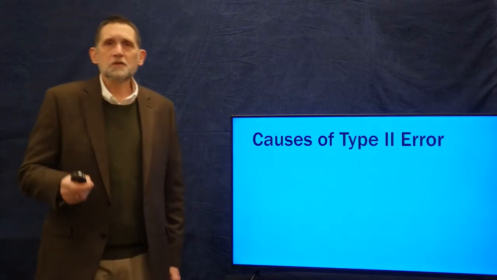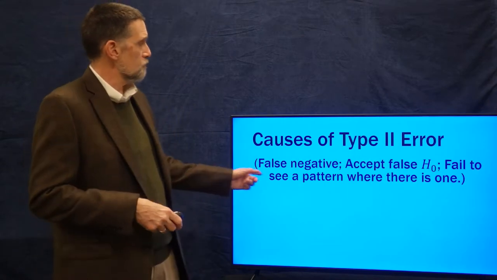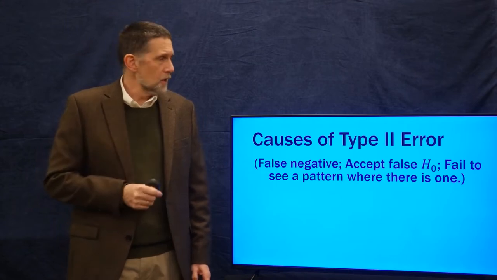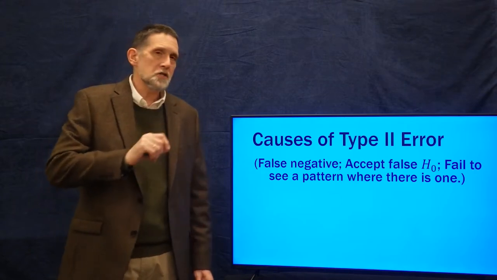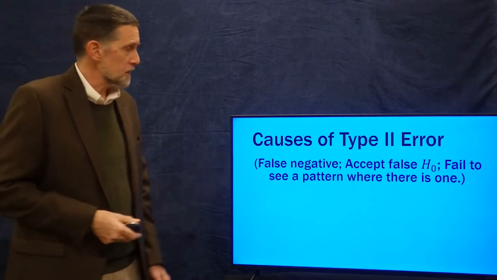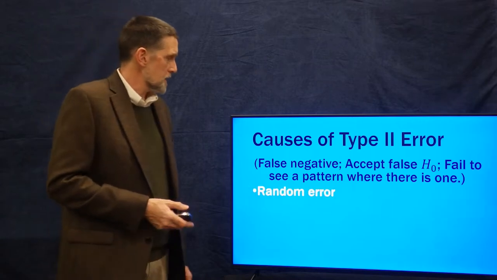All right, causes of a type 2 error then. And a type 2 error is, again, a false negative. It's accepting a false null hypothesis. It's the failure to see a pattern where one is present. So it's the opposite of type 1. Failure to see a pattern when one is present. What can cause that?